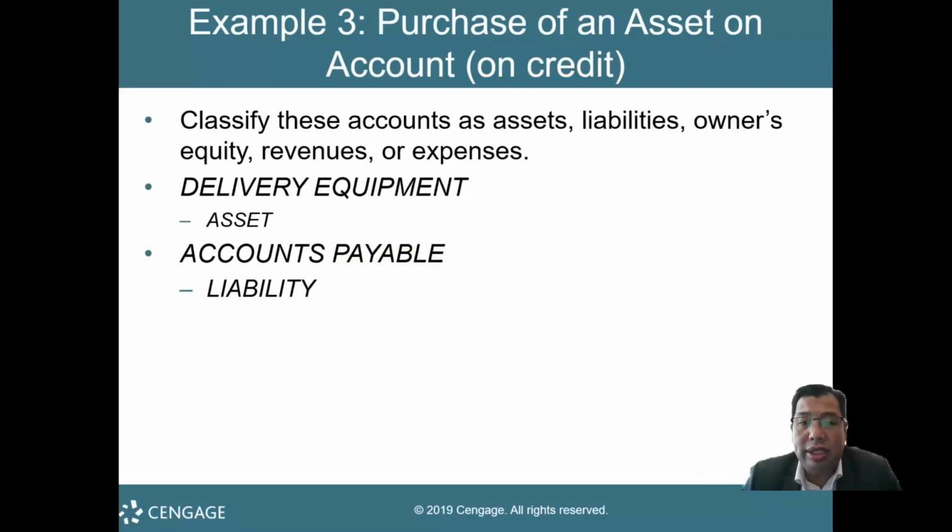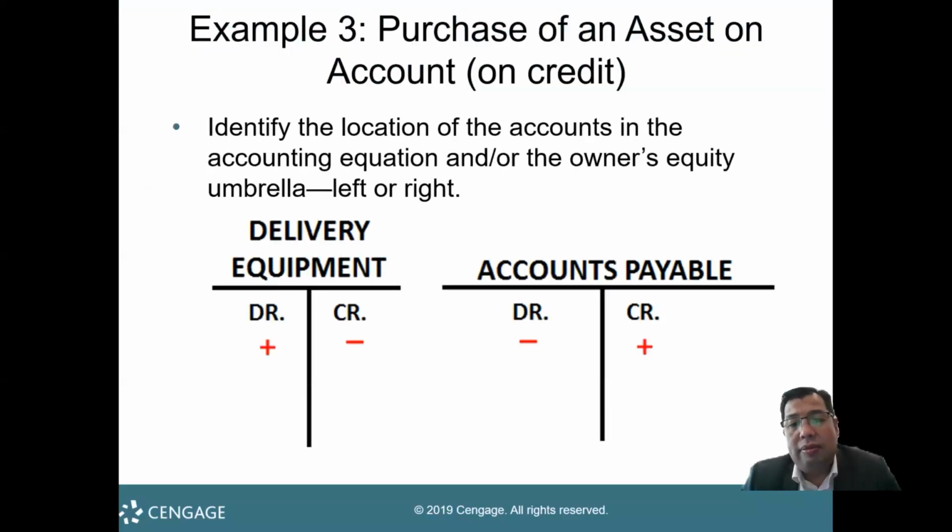Delivery equipment is your asset, so it follows the asset rule. Accounts payable is a liability. So what are the effects? If you go back to the previous note, increase in assets, debit, whereas increase in accounts payable, credit. I repeat, increase in asset, debit; increase in accounts payable or liability, credit.